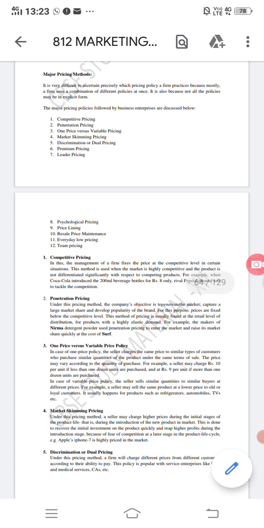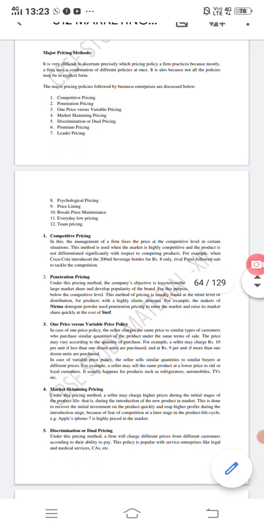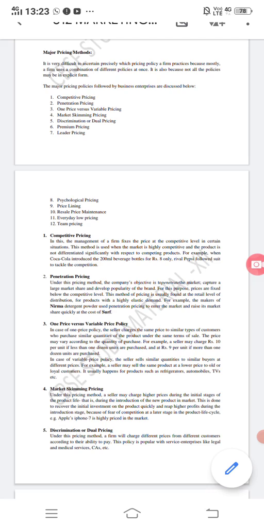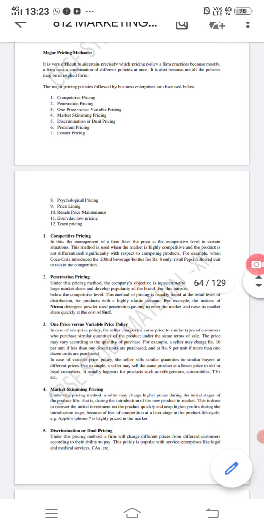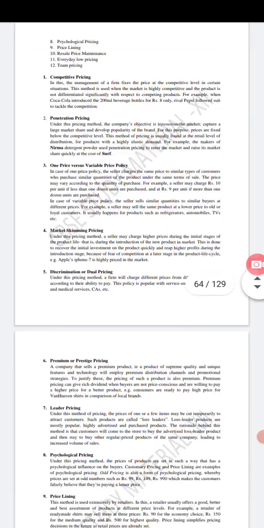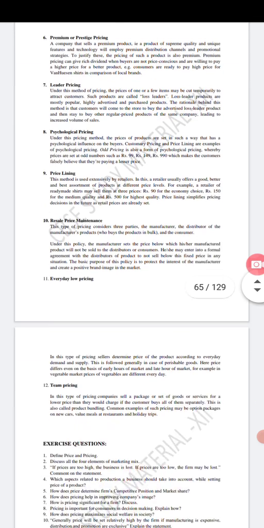I started this topic in the previous video. The name of the topic is major pricing methods. In this I talked about 12 methods, and among the 12 I discussed 6 methods and 6 are remaining. I discussed competitive pricing, penetration pricing, one price versus variable pricing, market skimming pricing, discrimination or dual pricing, and lastly premium pricing. Today I will discuss the further 6 points.